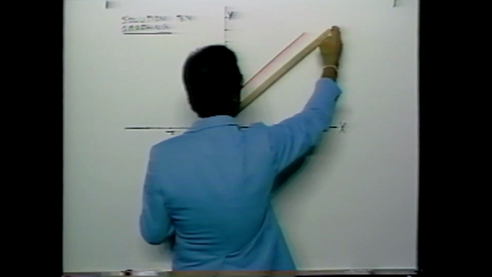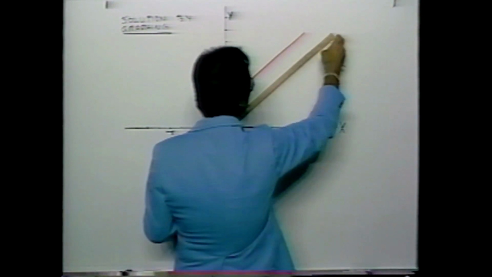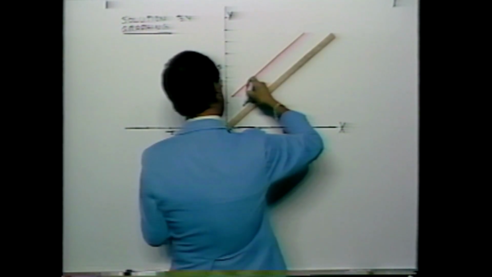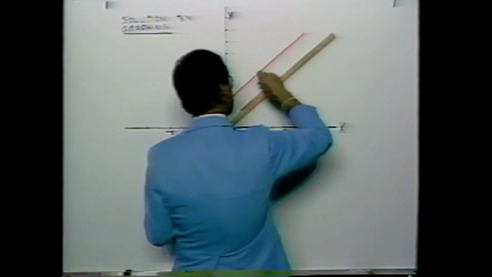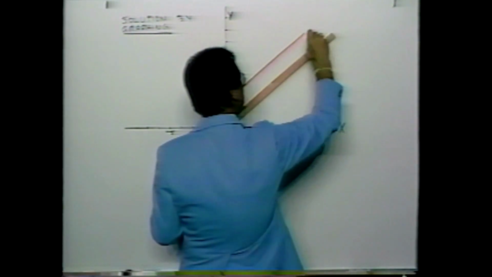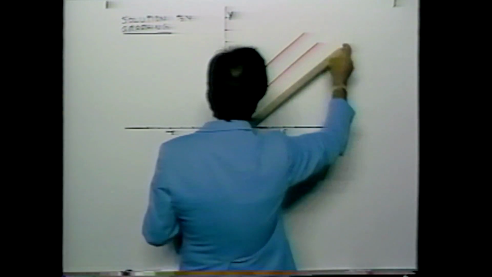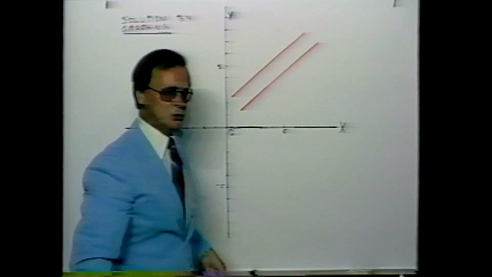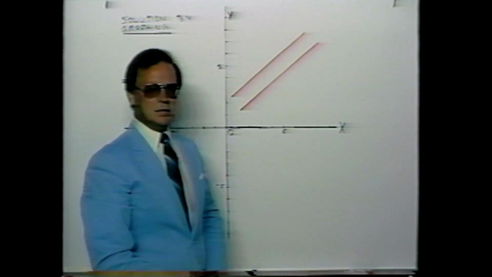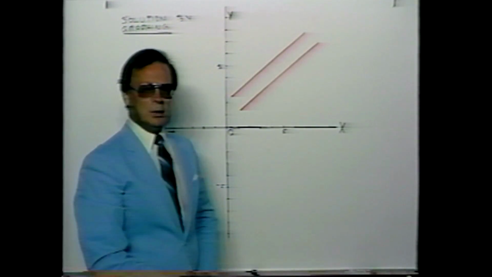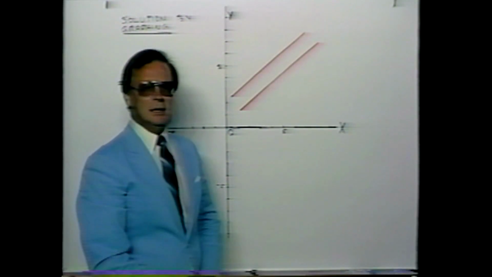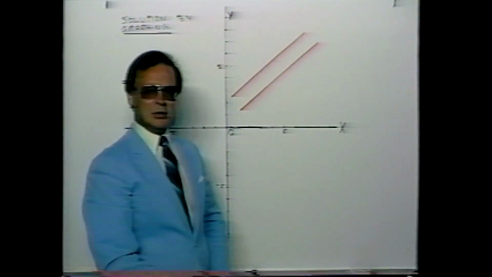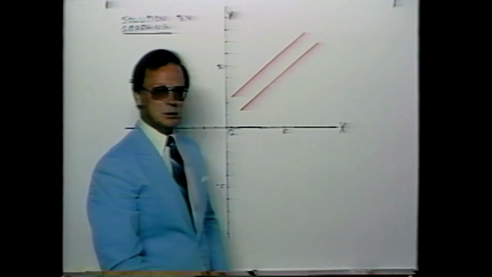Let's assume that that is a line represented by an equation, and that this second line represents the other equation, and they're exactly parallel. At least I've tried to draw them parallel. We'll assume that they are. This is a system of equations, but there is no intersection, and there will never be an intersection, no matter how far these lines are produced.